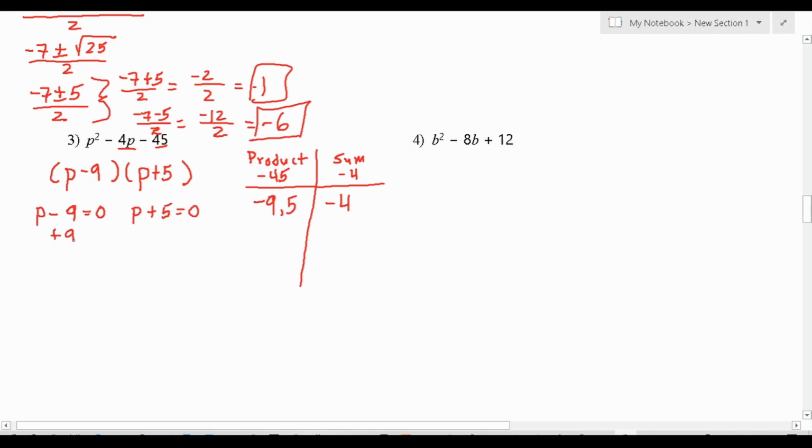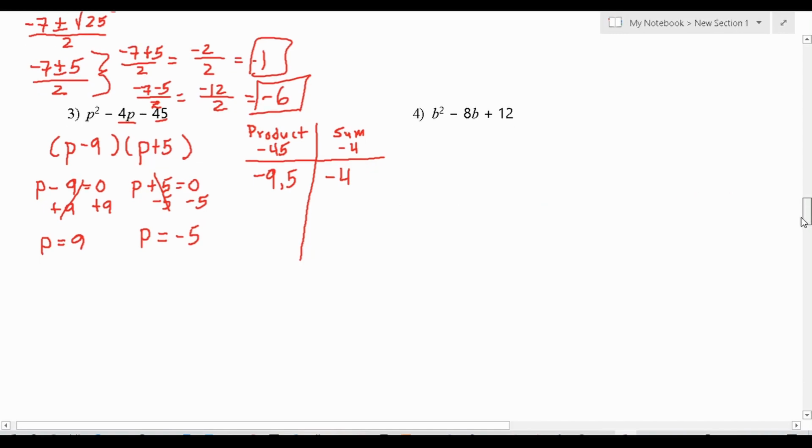That is, you're going to add 9 to both sides in this one. Negative 9 plus 9 crosses out, leaving you with p equals 0 plus 9. 0 plus 9 is just 9. And for this one, we're going to subtract 5 from both sides. That's going to cross out, leaving you with p equals 0 minus 5, or negative 5. And just like that, we solved that one.